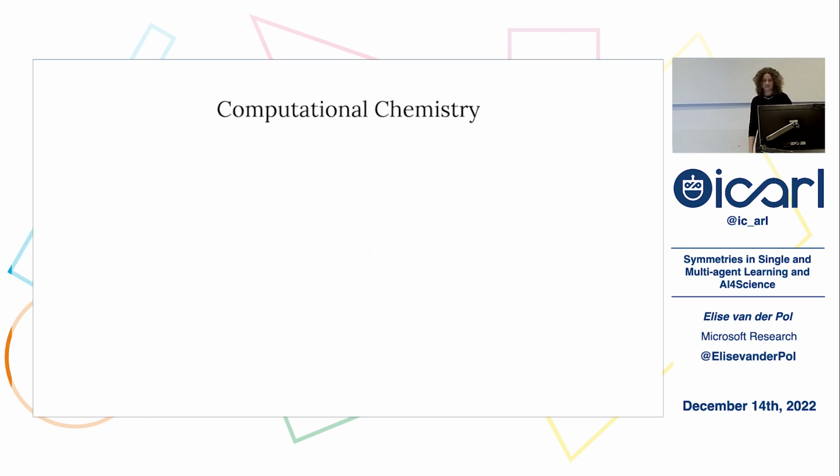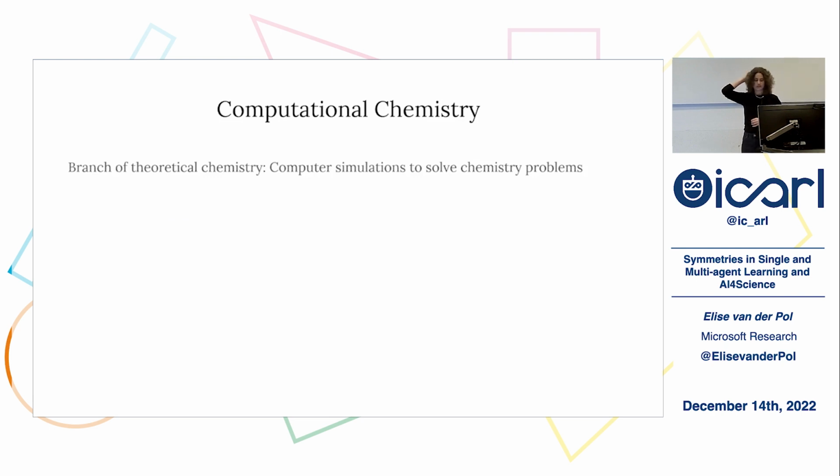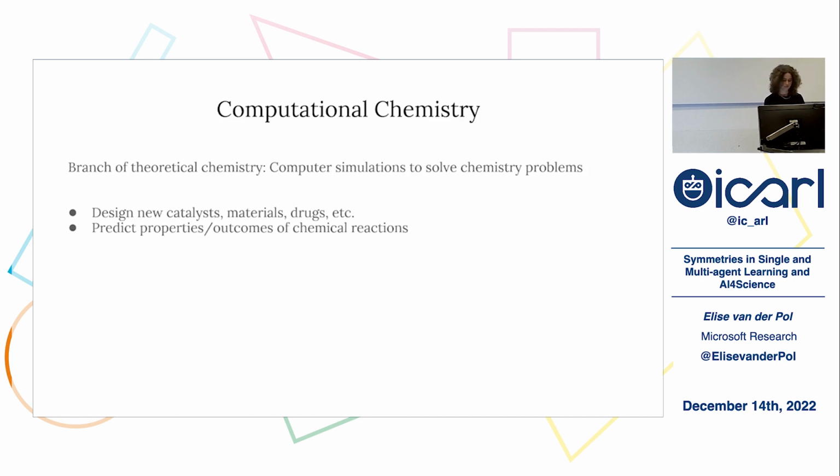And problems like finding new catalysts, but also a lot of other things like drug design, for example, are very often tackled by the field of computational chemistry. It's a branch of theoretical chemistry that uses computer simulations to solve chemistry problems. Some applications of this are, for example, to design new catalysts, new materials, new drugs, but also to predict the properties and outcomes of chemical reactions.